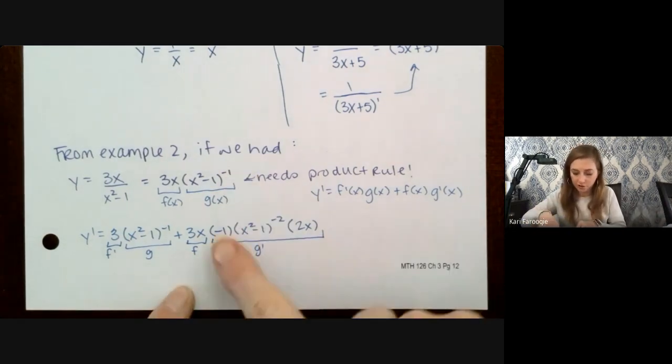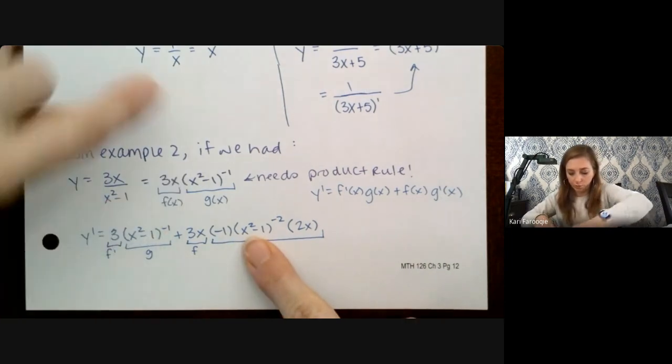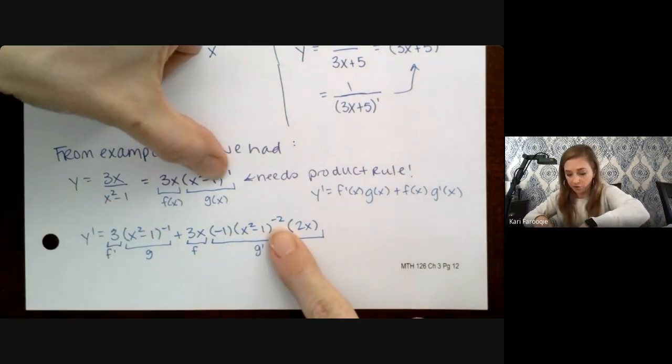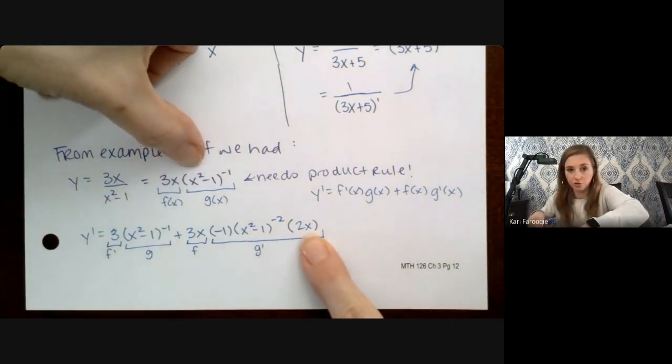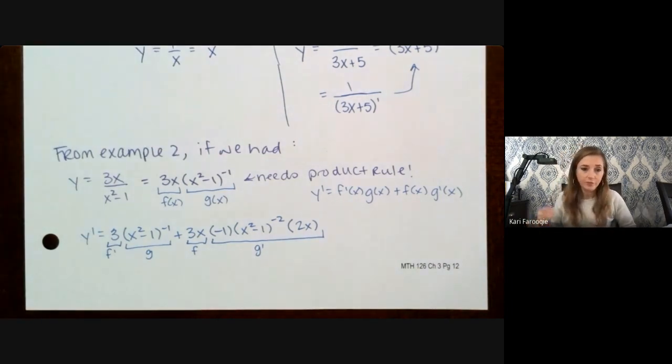Okay, so it's bring down the -1, rewrite the inside, decrease the power by 1, multiply by the derivative of the inside function. So this becomes a little bit harder when you decide that you're going to take a quotient and use the product rule with it. Because now not only are you using the product rule, but you're using the product rule and the chain rule.